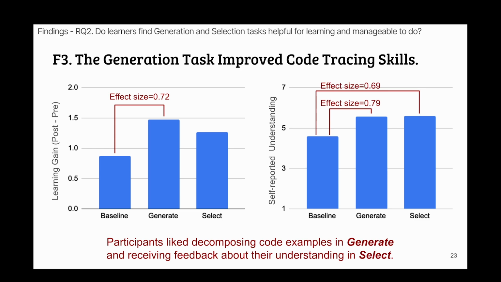Many participants remarked that they could understand code better by decomposing code examples by themselves, and the feedback from the selection task was useful in confirming their understanding. While prior research on subgoal learning also expects improved performance, our work is meaningful as it confirmed the result in the context of learner sourcing.